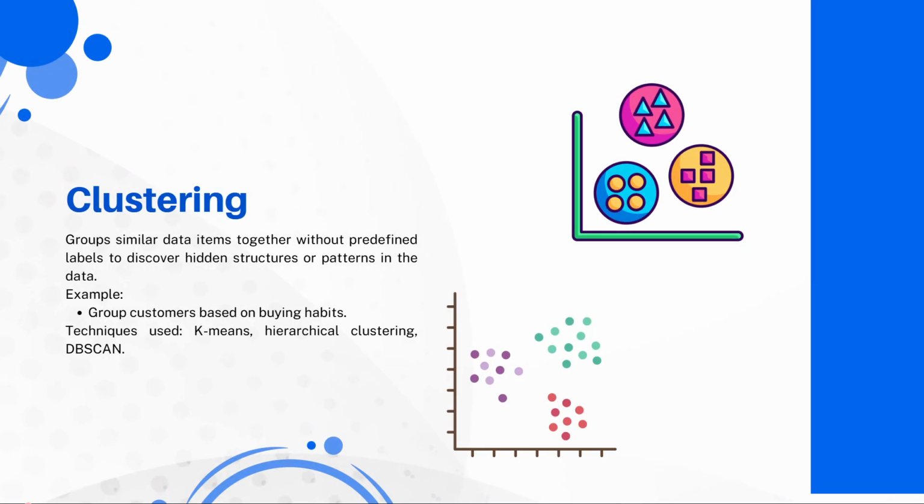Clustering is a little bit different from classification. Clustering is the way we group similar data items together without a predefined label, to discover hidden structure or patterns in the data. An example is grouping customers based on buying habits, and the techniques used are k-means, hierarchical clustering, and DBSCAN. For clustering, you don't create or invent a label. You just group them based on their size, shape, and colors.